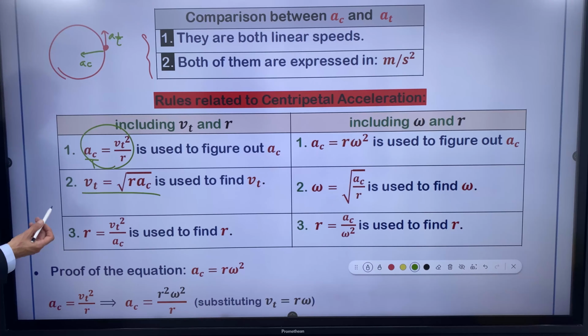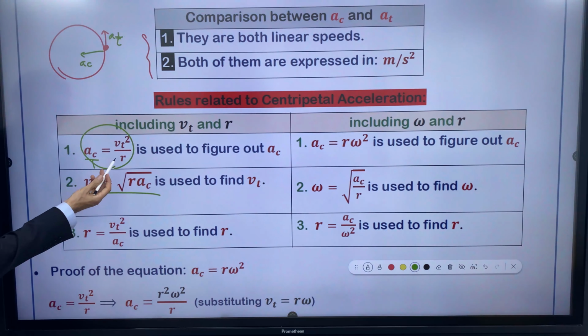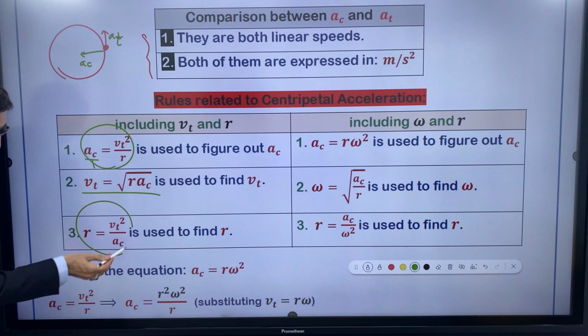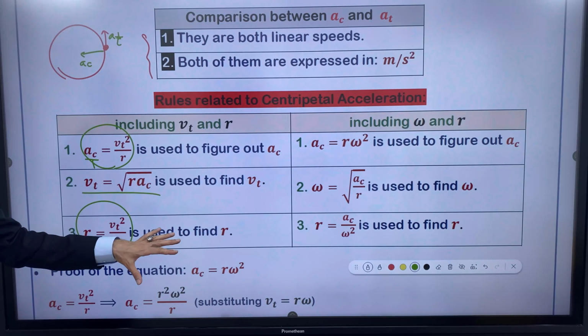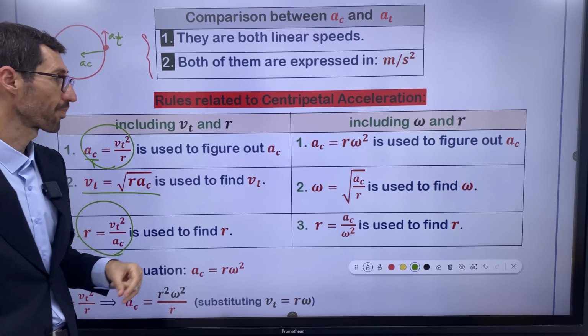The third one: what happens when in the question R is unknown? So we look for R right now. I want you to rearrange the main equation. When you rearrange it, AC goes to the denominator and VT squared goes to the numerator. And this is the form of R. R is equal to VT squared over AC. It's used to find R. This is about the rules of AC, including VT and R.